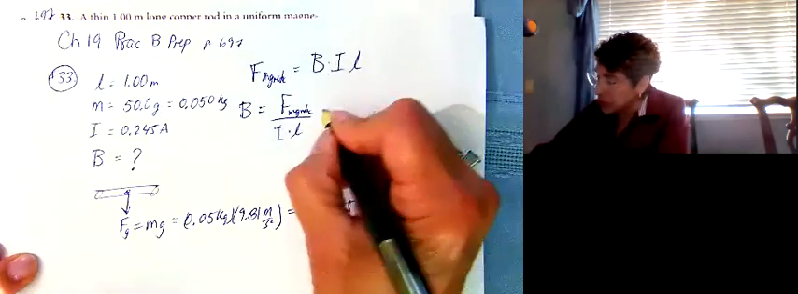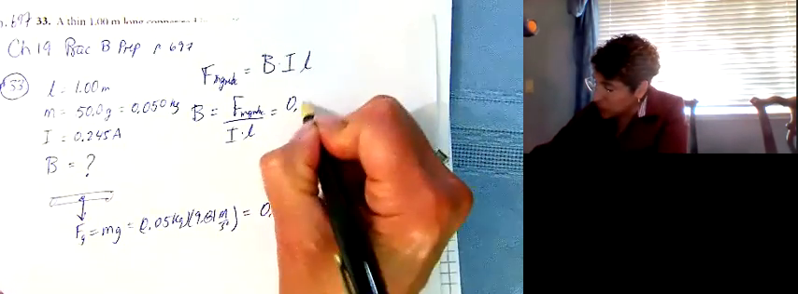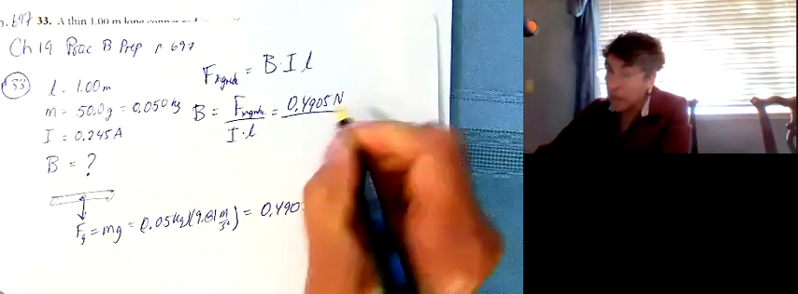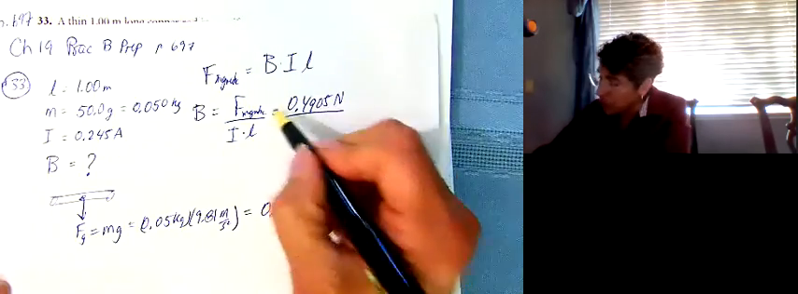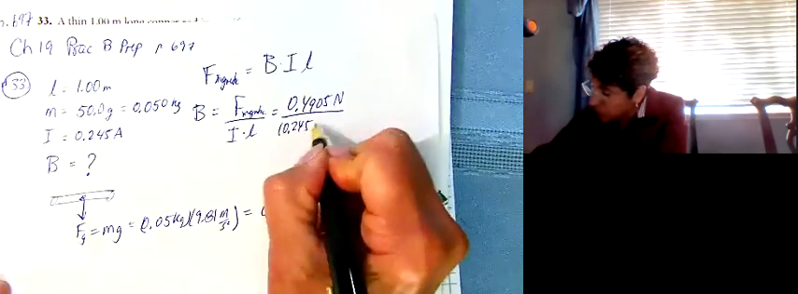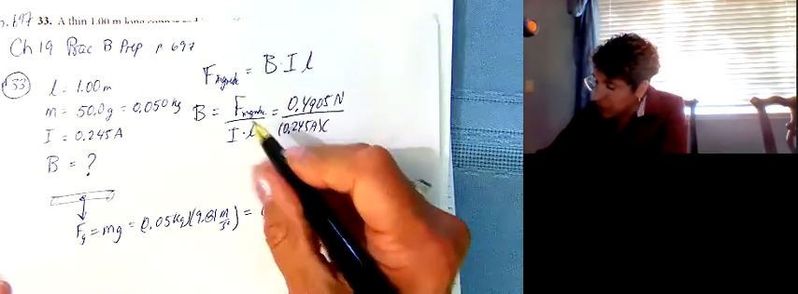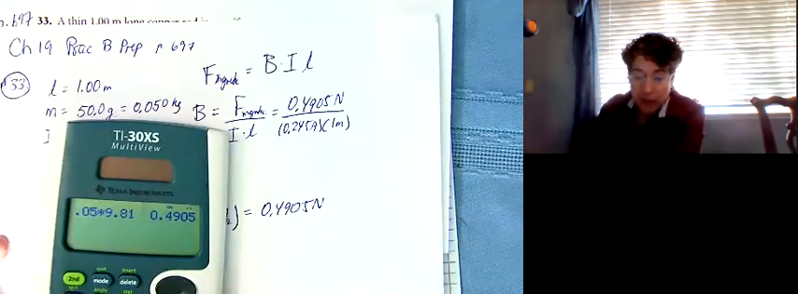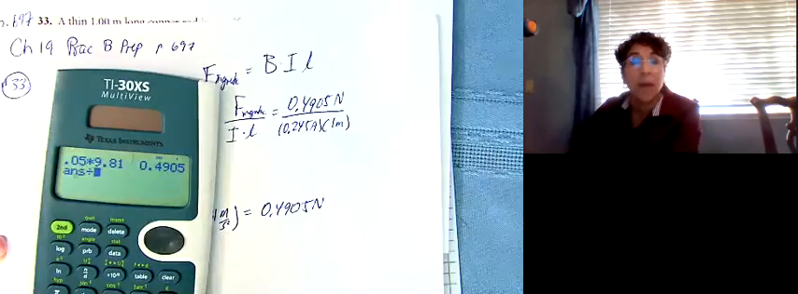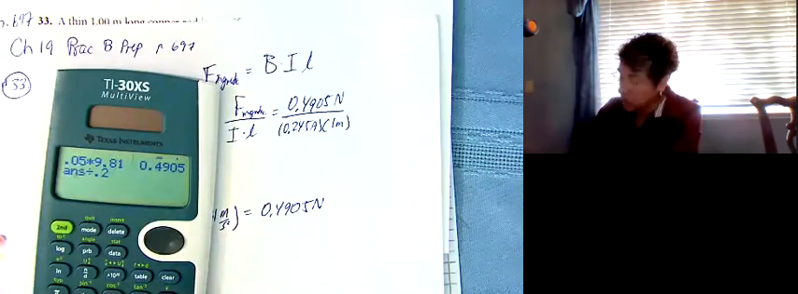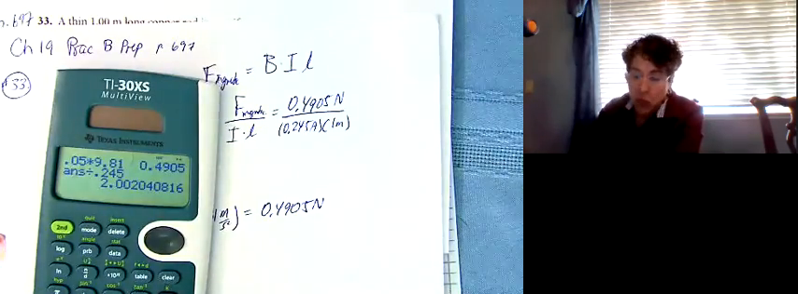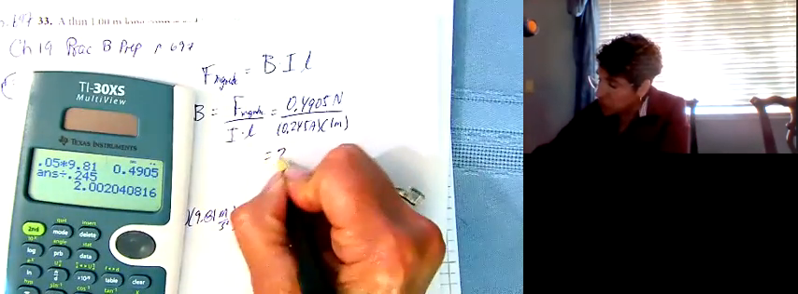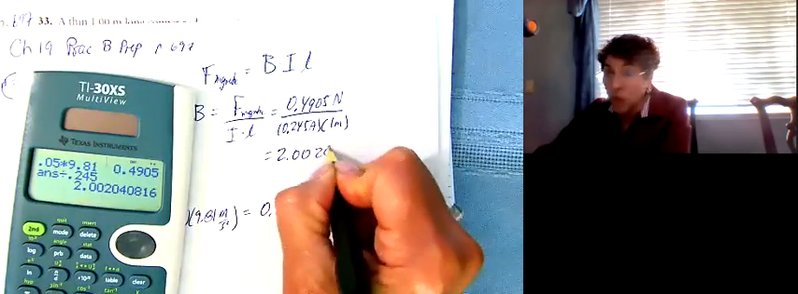Okay, so I'm going to plug that in here. So I've got 0.4905 newtons, and my current was 0.245 amps. And my length is 1 meter. There we go. So all I have to do is take that and divide that by 0.245. So I don't have to multiply it by 1. It's the same thing, 245. And I get 2.0020408. And this would be Tesla.